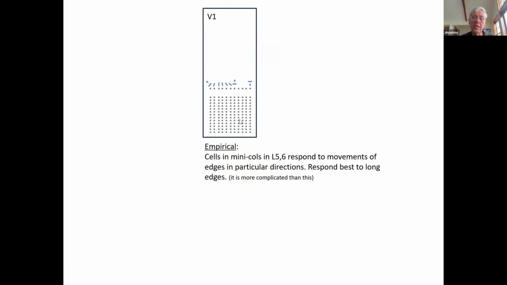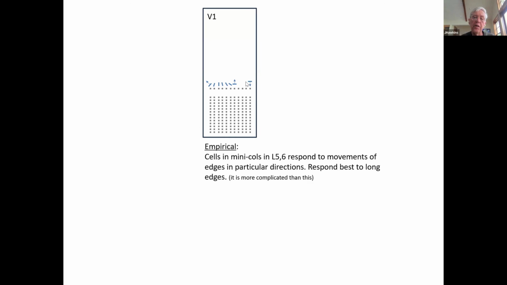Here we show a column, let's call it V1. These little dots represent neurons, and some of these neurons are in mini-columns represented by these vertical arrangements. So here's an empirical observation that goes back many years. The cells in these mini-columns in layers 5 and 6, and we're just going to talk about layers 5 and 6 right now, seem to respond to movements of edges in particular directions. That's what these little blue pictures up here represent. These are sort of representing the receptive field properties of these cells. Like this would be an edge moving in this direction.